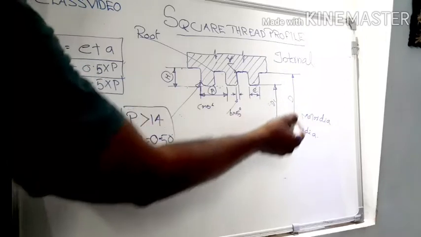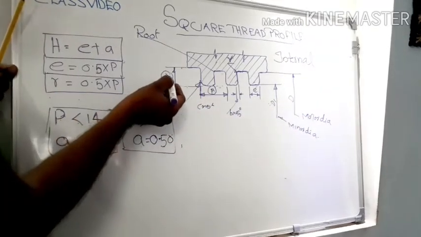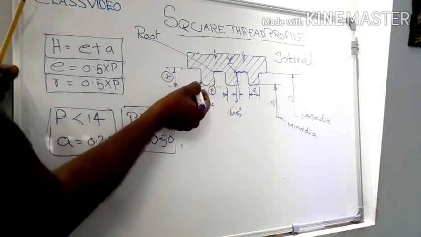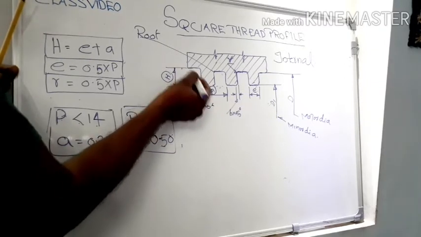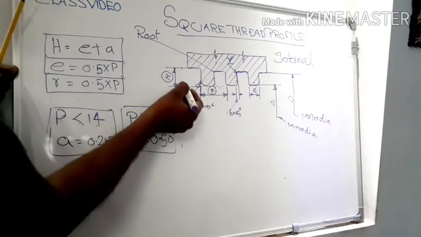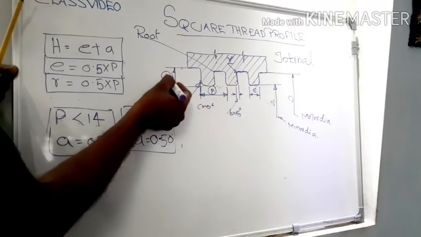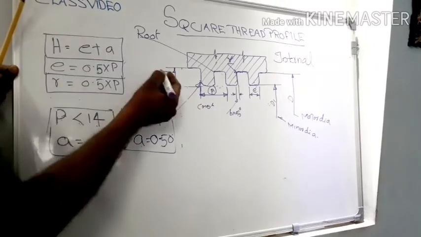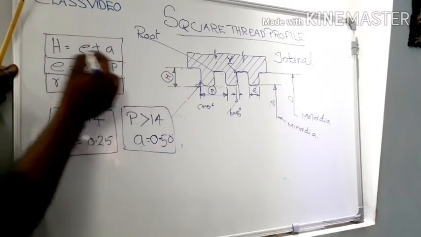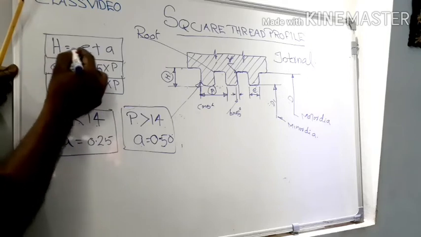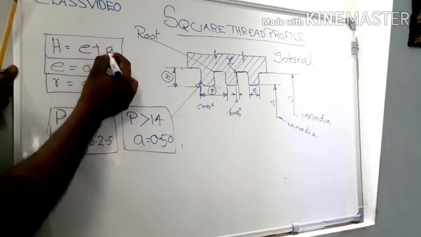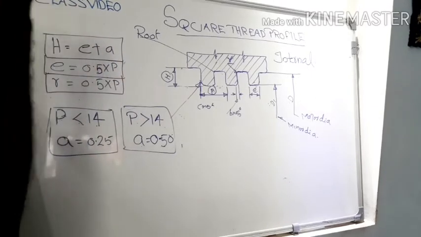What are the main parameters? First, the 90-degree surface, that means the perpendicular distance between crest and root, is called the depth of thread. That is marked with the letter H, and its value is marked here. H is equal to E plus A. That is the formula to find the value of H.